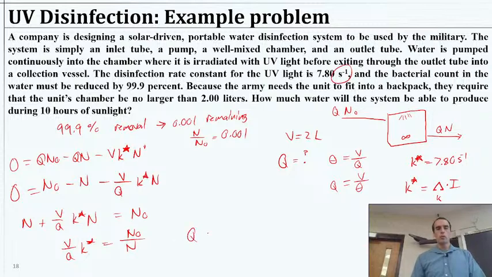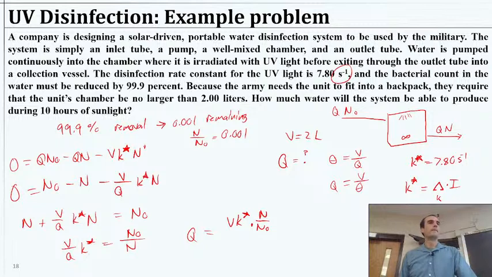So we'll get Q is equal to V K star times N over N naught, if I did that right. Yeah, I think that's correct. So we can get our equation in that form. We now know all the pieces, and we can just put that in a calculator to get the Q. Since our volume's in liters and our rate constant is in per seconds, that'll give us liters per second. So then we just need to multiply that by the 10 hours worth of seconds.